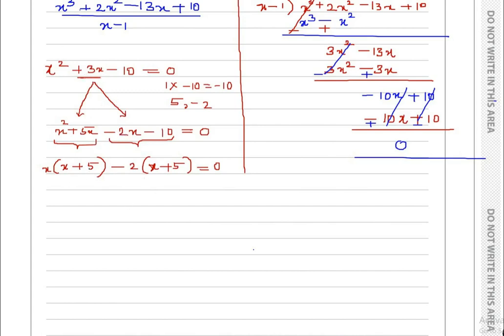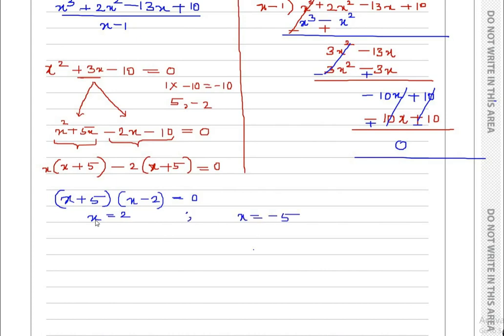Now further from this, I can take x plus 5 common. So it becomes x plus 5, and here it becomes x minus 2, equal to 0. So I have got two values of x, that is x equal to 2 and x equal to negative 5.